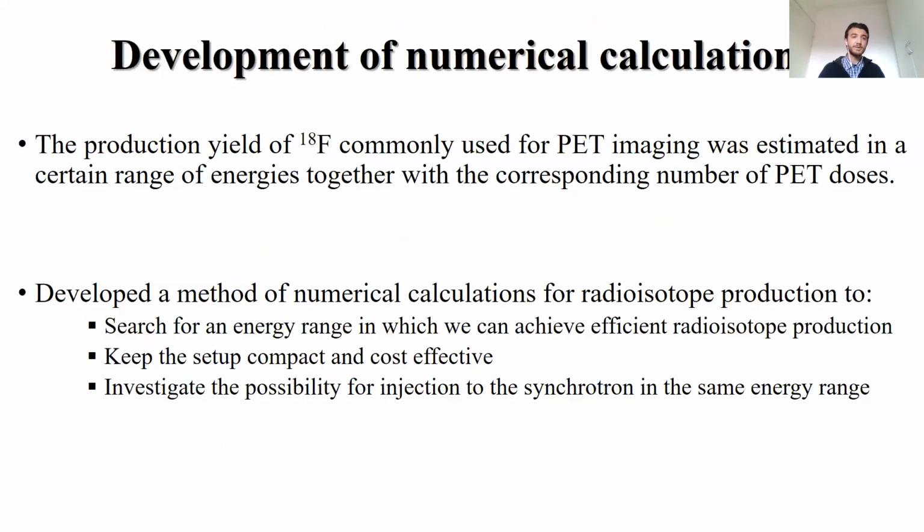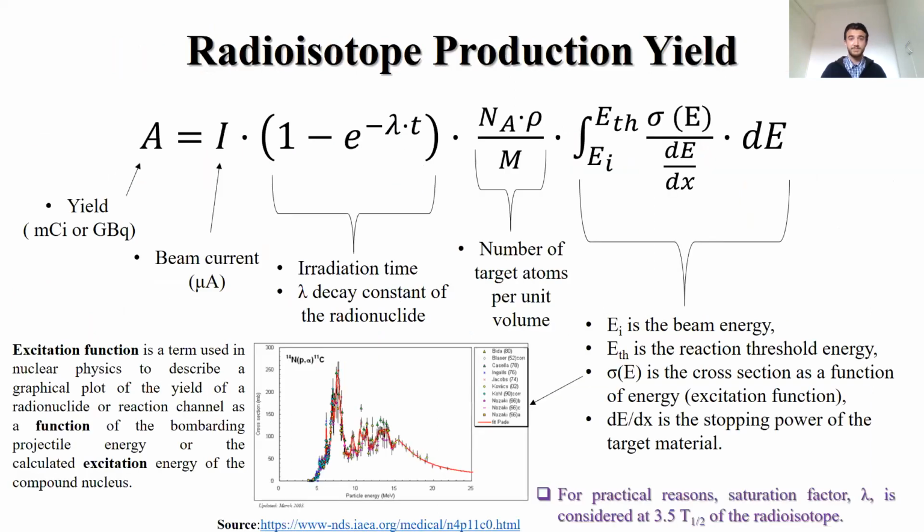So in order to answer this question, we calculated the production yield of fluorine-18 for PET imaging, as I mentioned previously, together with the corresponding number of PET doses. So with the help of my professor from Aristotle University, Mr. Lelios Anastasios, and of course with the help of Jota Foka and in close collaboration with Dr. Maurizio Vretenar here at CERN, we developed a method of numerical calculations for radioisotope production to search for an energy range in which we can achieve efficient radioisotope production while keeping the setup compact and cost effective, and also investigating the possibility for injection to the synchrotron on the same energy range.